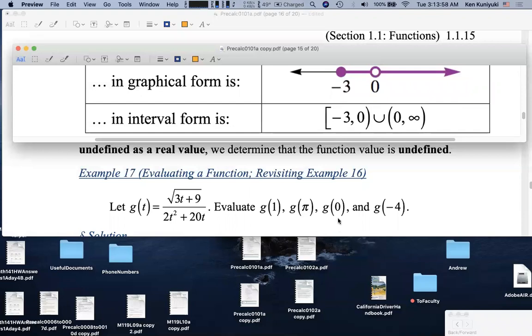But what about g of 0? 0 is not in the domain. We skip over the 0, so g of 0 is undefined. What about negative 4? g of negative 4. Well, negative 4 is not in the domain, it is to the left of negative 3. So g of negative 4 will also be non-real and undefined.